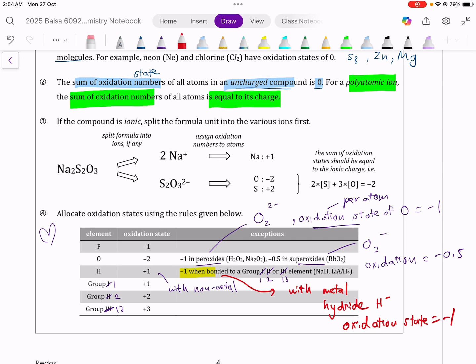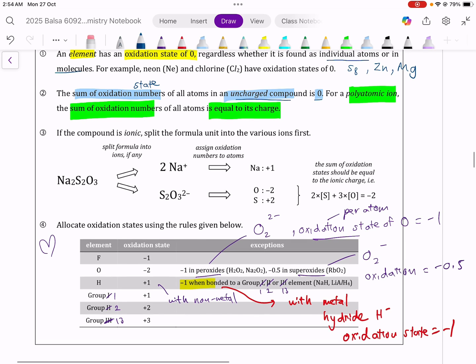Okay, so if a compound is ionic, then sometimes it's better to split. But anyway, let me do some demonstration of how I use rule 2 and 4. The sum of the oxidation states of all atoms in an uncharged compound is 0. Let me give you an example like CO2. The O normally each has oxidation state -2. Then for the C, actually you don't know. You've got to calculate most of the time.